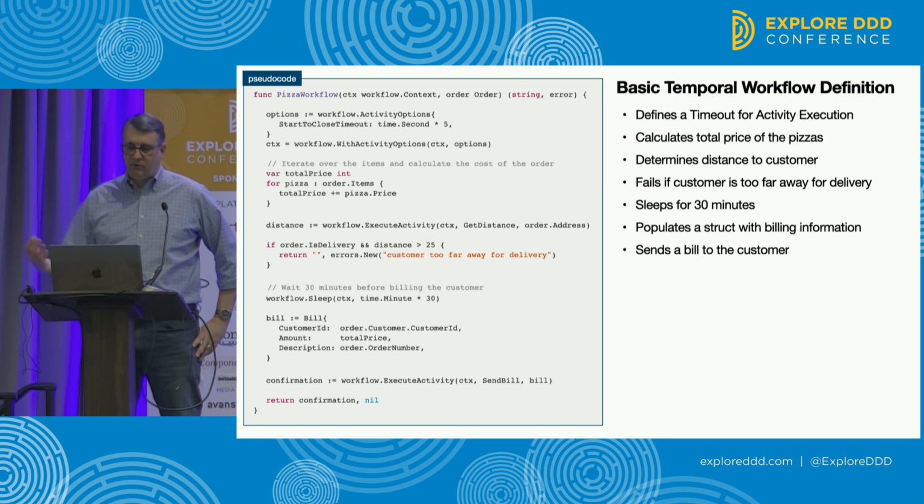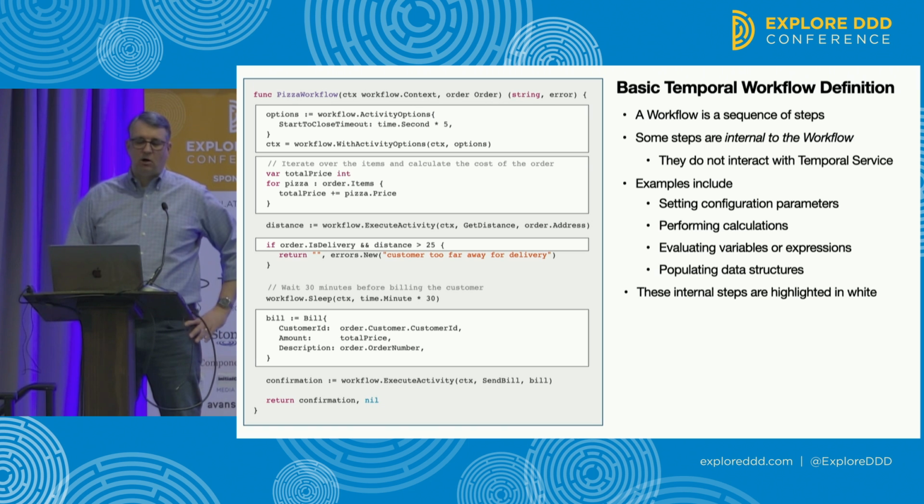Then we sleep for 30 minutes. Then we populate a struct with the information about the billing for the pizza order, and then we send the bill to the customer by calling the service. So some of these steps are internal to the workflow. That is, they don't require any interaction with a temporal service. Others do. For example, if we're setting configuration parameters or we're doing the basic arithmetic to determine the total price of the pizzas, that does not need to call the temporal service.